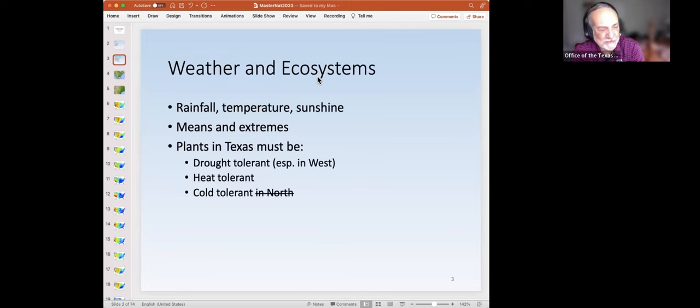Why are we talking about weather and climate in a master naturalist class? It's because weather and climate is critical to ecosystems. The amount of rainfall determines the amount of plant life that can grow, the amount of biomass, also affects stream flow and salinity of bays and estuaries. Temperature, both the high end and the low end matter, and the amount of sunlight we get, of course, drives a lot of the energy in the climate system and in the ecosystems.